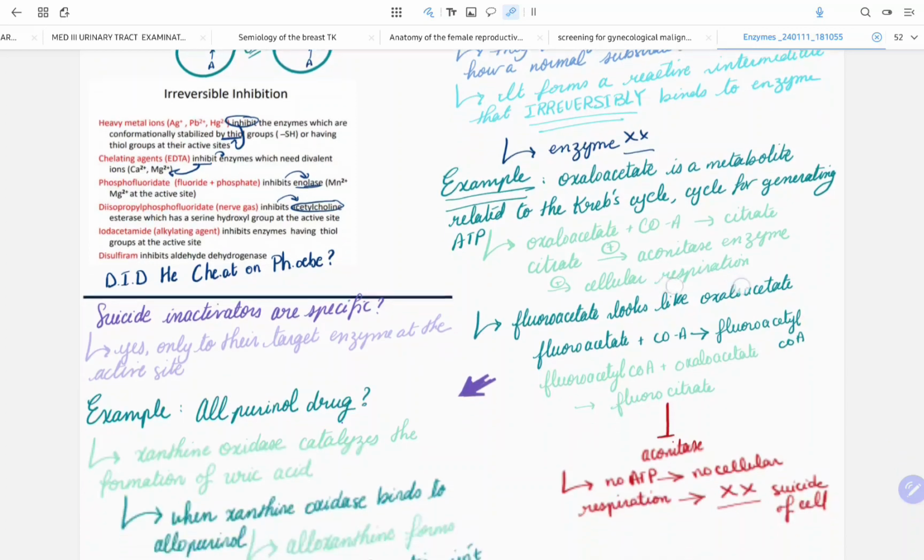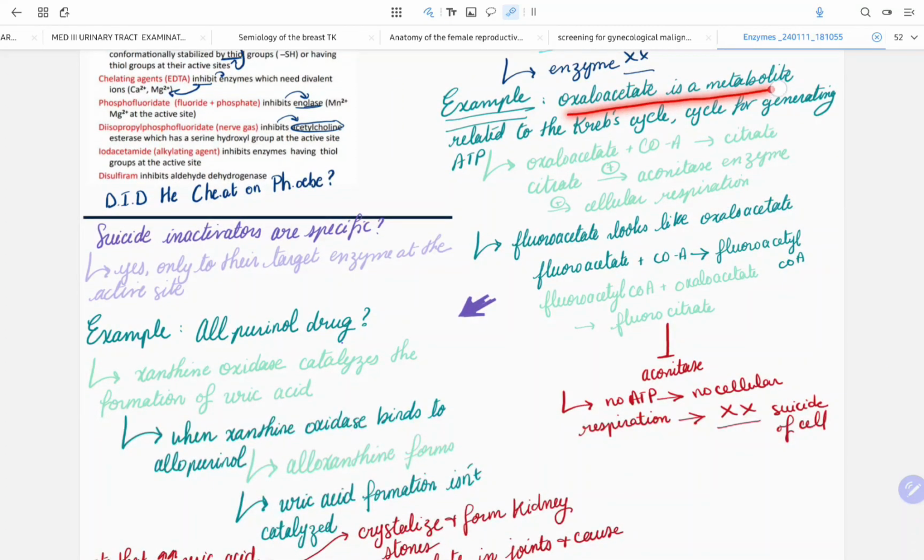I'll give an example. Oxaloacetate is a metabolite related to the Krebs cycle. The Krebs cycle, again, is related to cellular respiration. And cellular respiration, as I said before, generates ATP. So if the cell cannot respire or generate ATP, then of course it's going to die, right? So what happens is that oxaloacetate binds to CoA, and this forms something called citrate. Citrate then activates an enzyme called aconitase, and this activates cellular respiration.